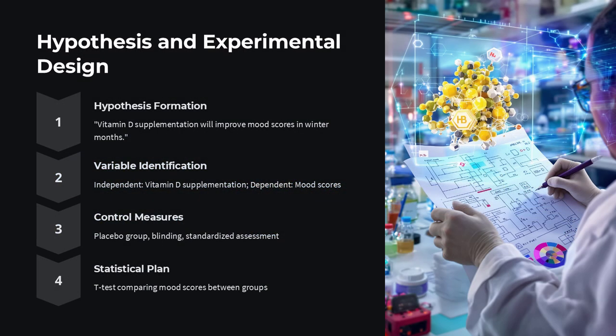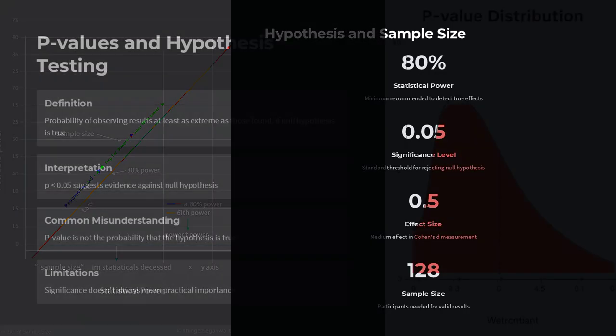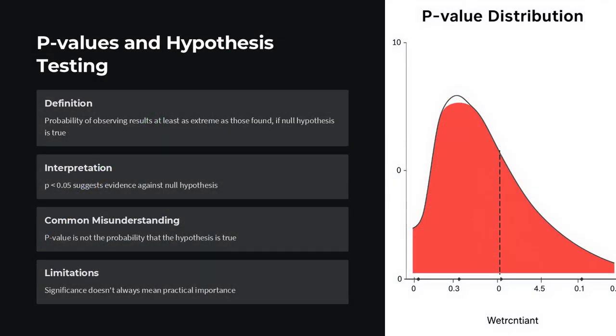Then, making your hypothesis testable. It's not enough to say, "I think this will happen." A hypothesis must be operationalized, translated into variables you can measure. If your hypothesis involves stress, what exactly are you measuring? Heart rate? Self-reported anxiety? Cortisol levels?